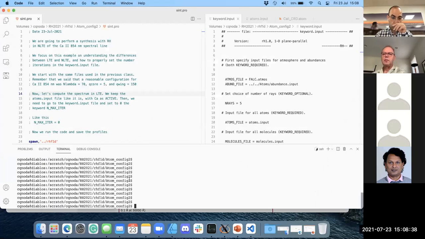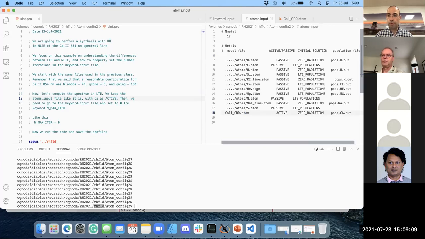As always, we are going to check files that are in this folder that I created, and then I will share with you. It's called atomconfig2, and I have it inside my RH distribution and then inside RHF1D. We are going to mainly use 2 files today, this script and then the keyword.input. But just as an example, I have here the atoms.input, just to show you that this is the same that we had from last week, where calcium is set as an active atom and the rest of atoms are passive.